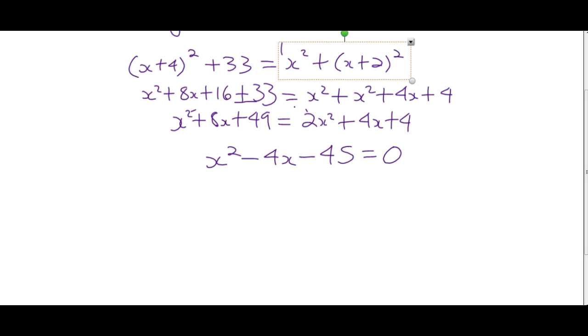It has to factor, so if you're going to solve this and it doesn't factor, then you know you made a mistake. Two numbers that multiply to 45 and differ by 4. 5 and 9, right? Okay, so which one's the minus? 9. The larger number is the negative one, right? Because I need to get a minus 4x.